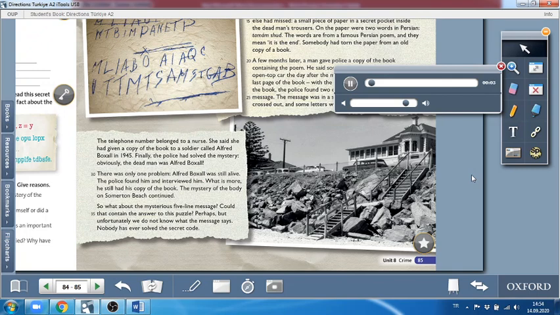So, what about the mysterious 5-line message? Could that contain the answer to this puzzle? Perhaps, but unfortunately we do not know what the message says. Nobody has ever solved the secret code.